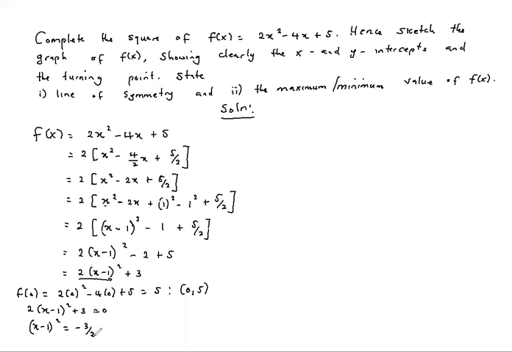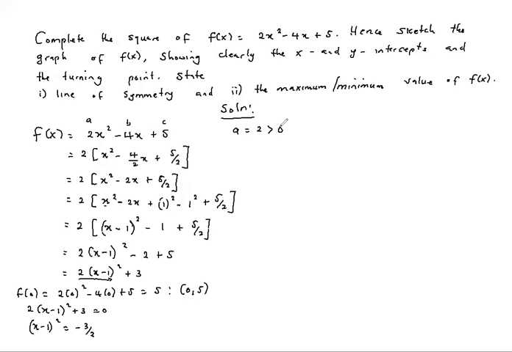Then we look at the nature of our graph. So we go back to the function. The function is f of x is equal to 2x squared minus 4x plus 5, with a, b, c. So we look at the value of a. a is equal to 2, which is greater than 0. If it's greater than 0, then you know that we have a minimum turning point.